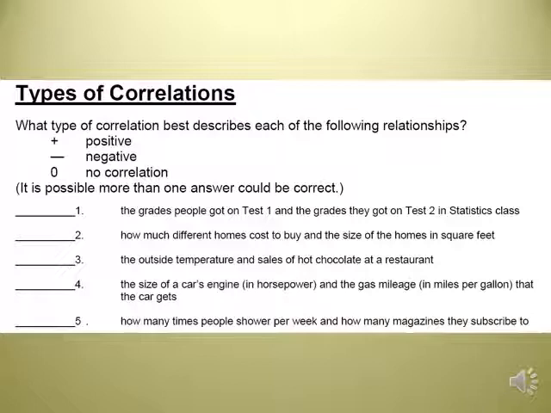Number 4 is also a negative correlation because if you have a more powerful car engine, your gas mileage is probably going to go down. That's a negative correlation. Last one, how many times people shower per week and the magazines they subscribe to. I think the best answer for that is 0. There's really no relationship at all.